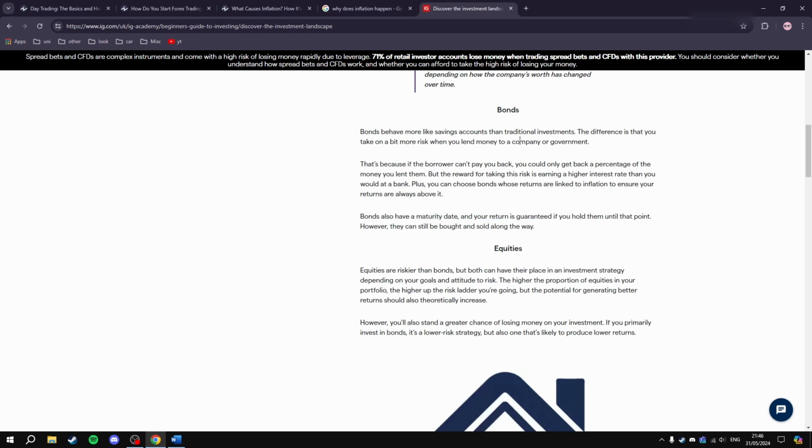But then they say if the borrower can't pay you back, you only get a percentage of the money you lent them. Is that before the maturity date then?